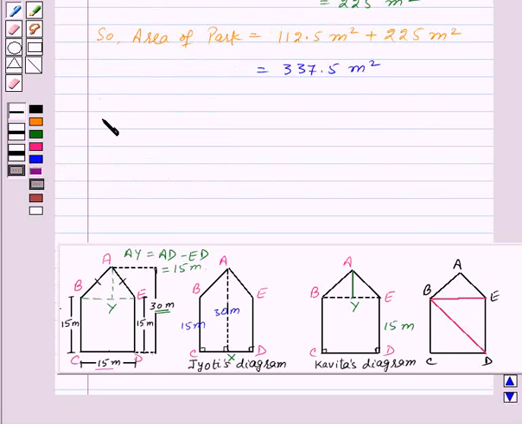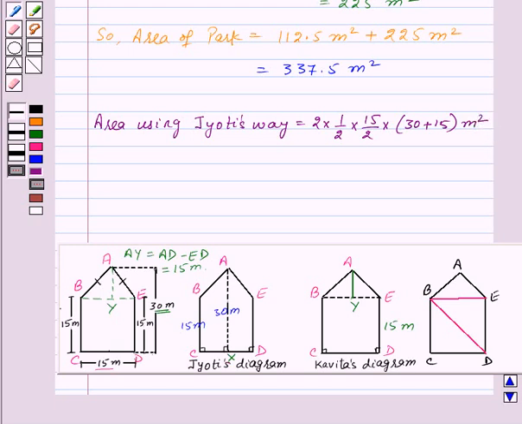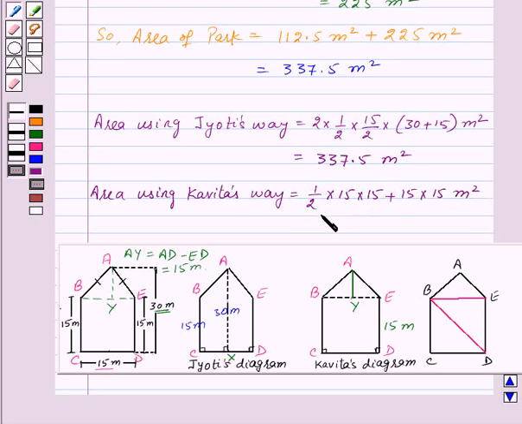Therefore, our final answer for this question is: area using Jyoti's way is equal to 2 into 1 by 2 into 15 by 2 into 30 plus 15 meters squared, that is equal to 337.5 meters squared, and area using Kavita's way is equal to 1 by 2 into 15 into 15 plus 15 into 15 meters squared. And this is also equal to 337.5 meters squared.